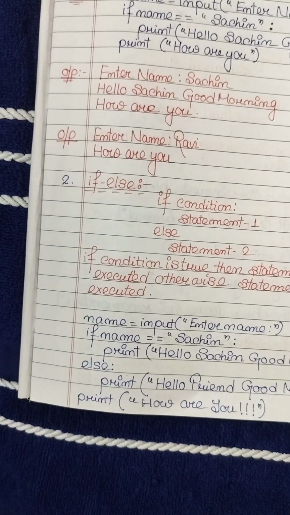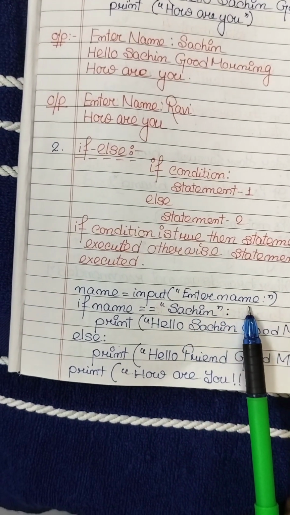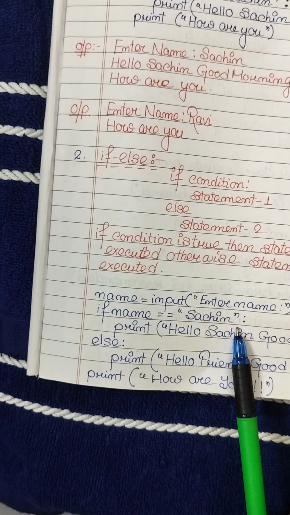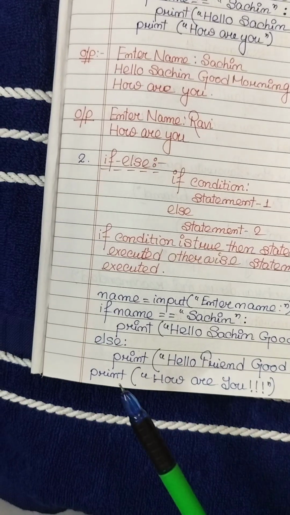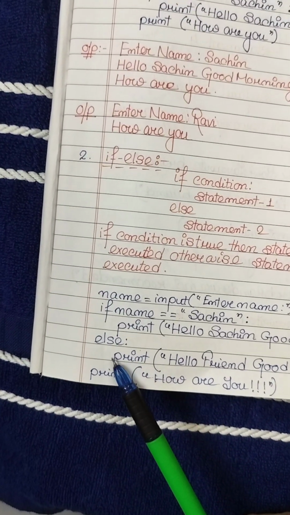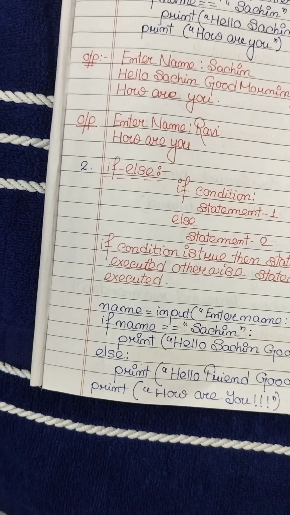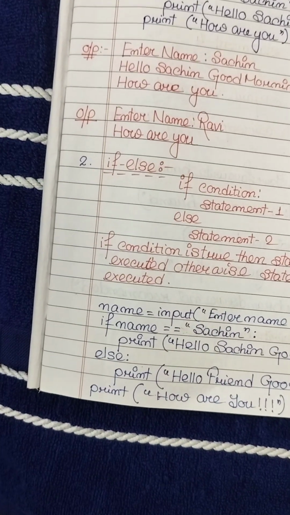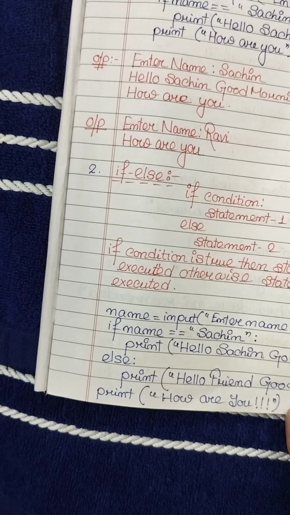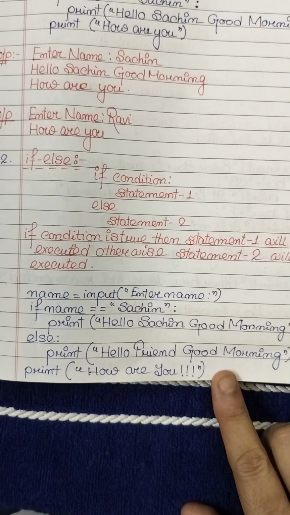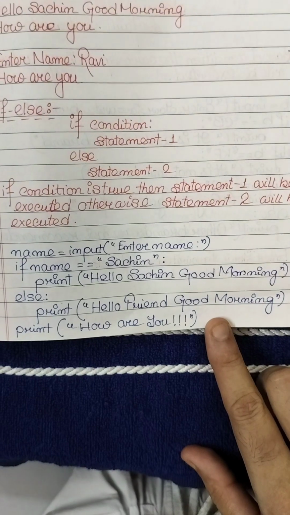So our example is: name is equal to input, enter your name. If name is equal to Sachin, print hello Sachin, good morning. Otherwise it will move to the else block, and it will print hello friend, good morning, and print how are you. There are two statements in the else part. If the first condition is true, then only the if statement will be executed, otherwise the else part will be executed.